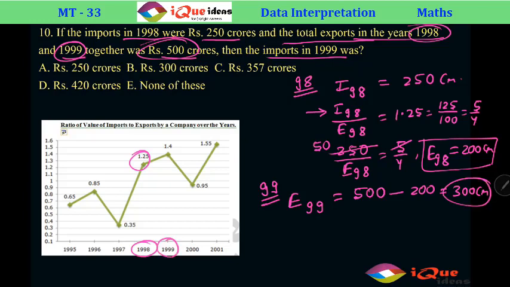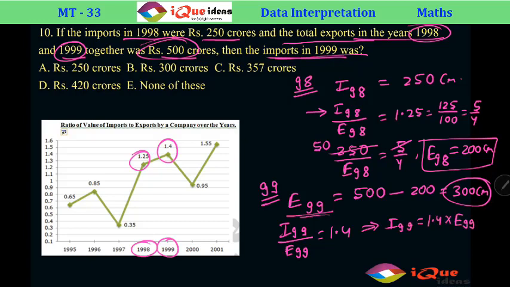Now see, in 1999, the ratio of import to export is 1.4. So import of 99 upon export of 99 is given as 1.4, right? So we have to calculate import in 99. So from here, very clearly, import of 99 is equal to 1.4 into export of 99. And export of 99, we have calculated as 300. So it is 1.4 into 300. 14 threes are 42. So it is 420 crores, right? So the answer of the question, if you look at the options, it is the D option that is the correct one. Okay, now the next one.